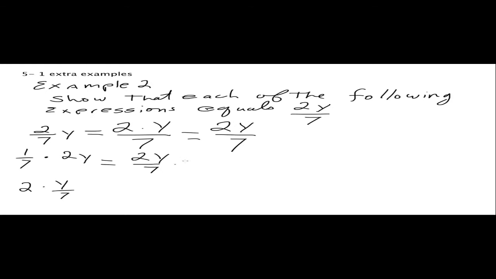And we've shown that one. And here finally 2 times y over 7 is 2y over 7, and we are done. All three are equal to the same 2y over 7.